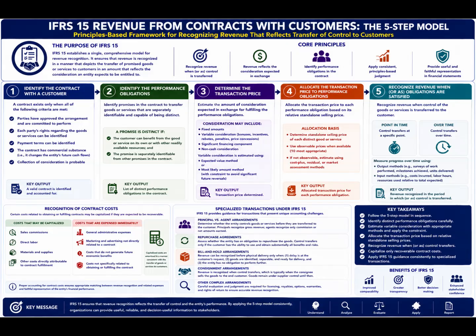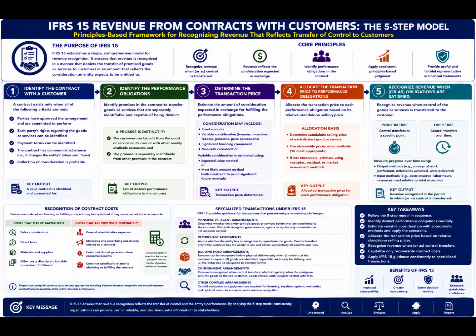In principal versus agent arrangements, entities must determine whether they control goods or services before transfer to customers. Principals recognize gross revenue, while agents recognize only commission or net amounts earned. Repurchase agreements require careful assessment of whether control genuinely transfers to customers or remains with the seller.